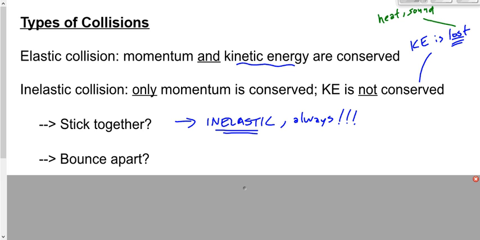Now, if they bounce apart, which a lot of collisions do, then it could be elastic, but not necessarily. Because it could be inelastic as well. We don't really know. If they bounce apart, it could be either one. We have to do a calculation to figure out which it is. And we'll show you an example of that in a couple minutes here. Stick together, always inelastic. Bounce apart, don't know. Got to do a calculation.